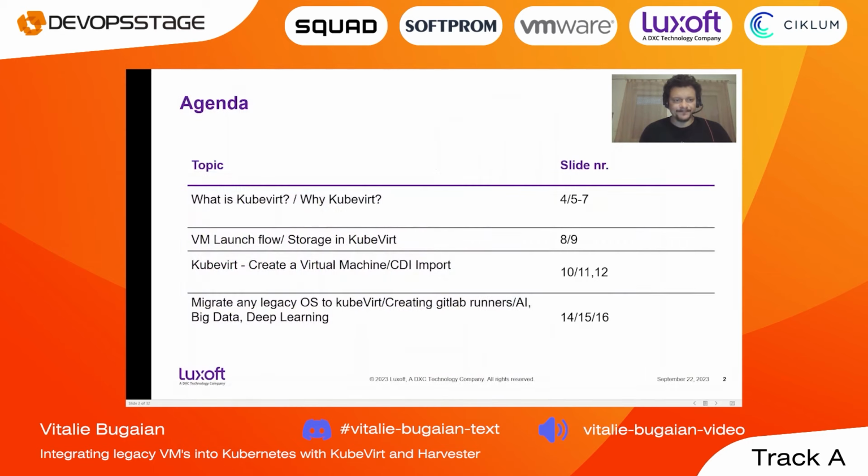Let's get started. These are the topics that we will cover. What is KubeVirt? Why do we need KubeVirt? How a KubeVirt VM is launched inside Kubernetes. Then we will speak about how to import a container inside a Kubernetes pod. Then we will speak about how you can migrate all your legacy VMs into Kubernetes. Also, we will speak about other use cases where you can use KubeVirt.